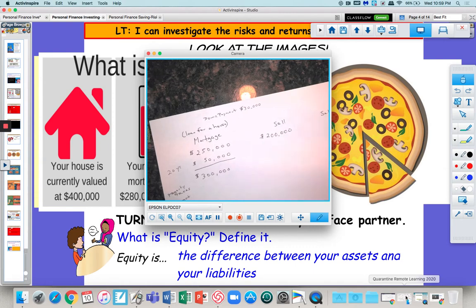Now I know you're saying, well, wait a minute, Mr. Mullins, didn't you buy it 20 years ago for $250,000? You did, but remember, maybe property values in your area went down. So now they can only really sell the home for $200,000 because people aren't willing to pay more in that neighborhood. So that's the value of the home.